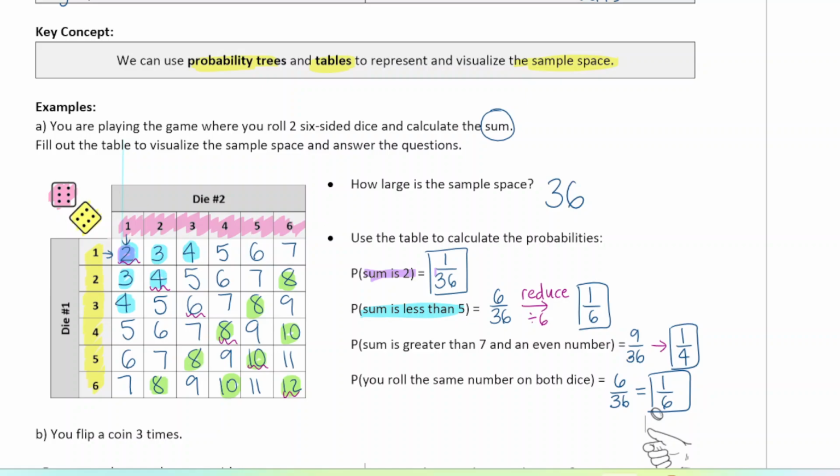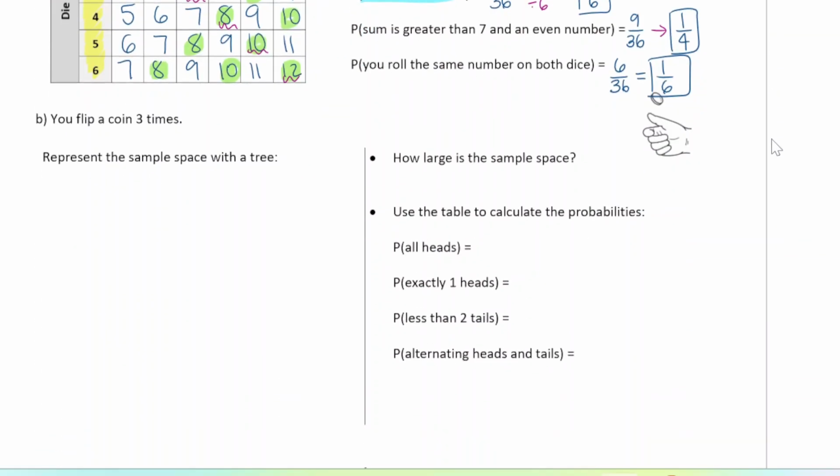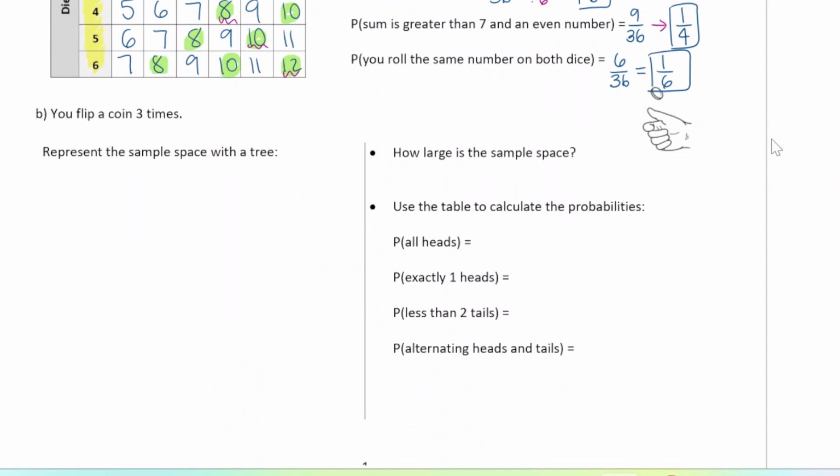All right, let's move to a probability tree to visualize our sample space. Now, the disadvantage of a table is that you can only really do it when there's 2 events, like rolling 2 dice. But when you have 3 or more events, you should use a probability tree. So here we're going to flip 3 coins. So we couldn't make a table for this experiment. We're going to instead make a tree.